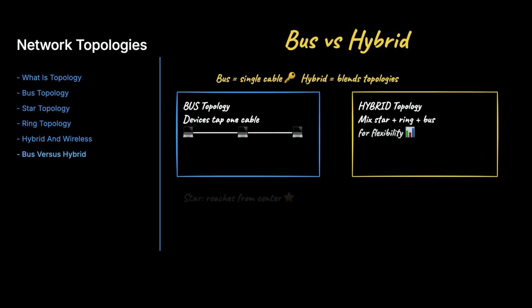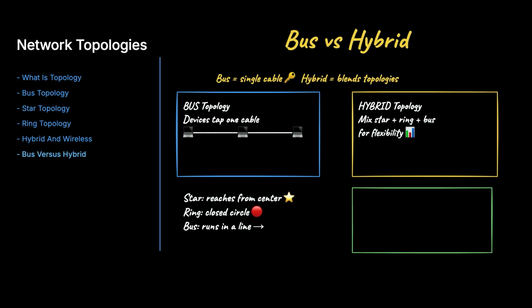Hold on to this. A bus connects everything to a single cable, while a hybrid blends two or more topologies for flexibility. To remember them, picture this. The star reaches out from a center, the ring forms a closed circle, and the bus runs in a line.